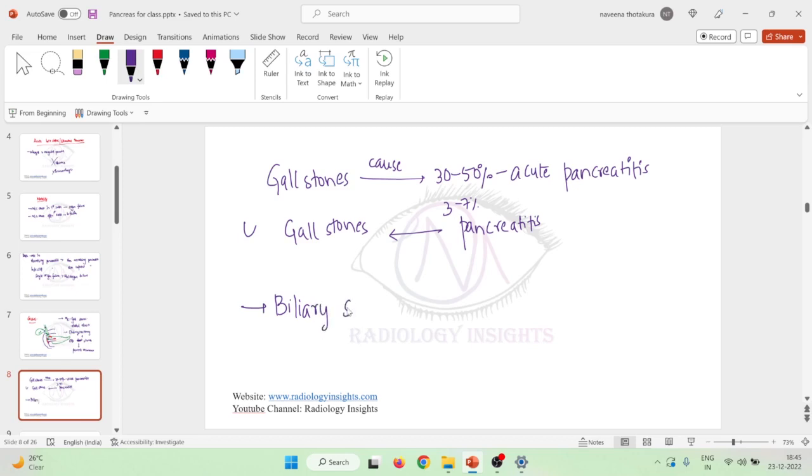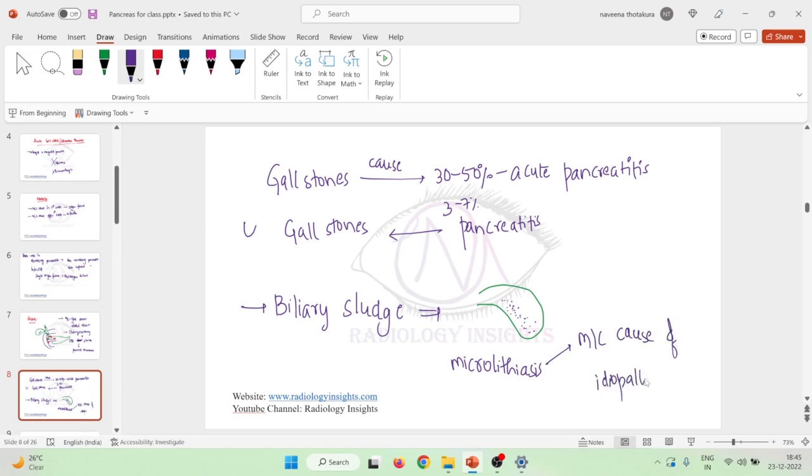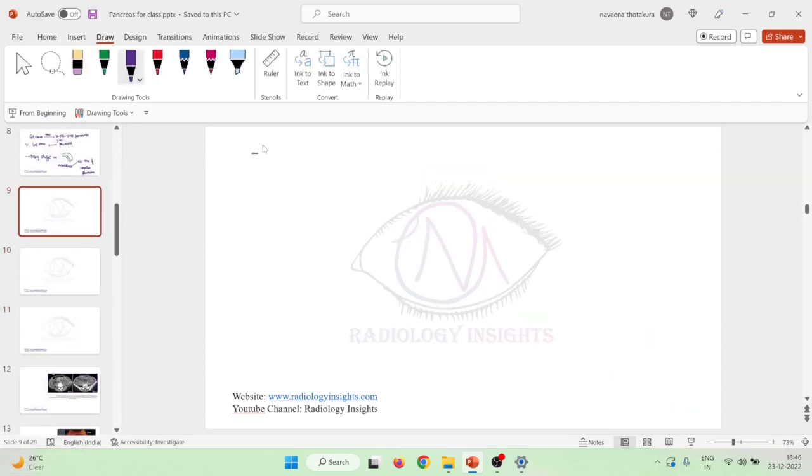There is one more thing called biliary sludge. What is this biliary sludge? Inside the gallbladder, if there is supersaturation of bile with cholesterol, there can be microlithiasis. This biliary sludge, or microlithiasis, where the stones are very small, is the most common cause of idiopathic pancreatitis. Then sometimes infections can result in pancreatitis, and even the presence of a neoplasm, some tumor, can also result in pancreatitis.